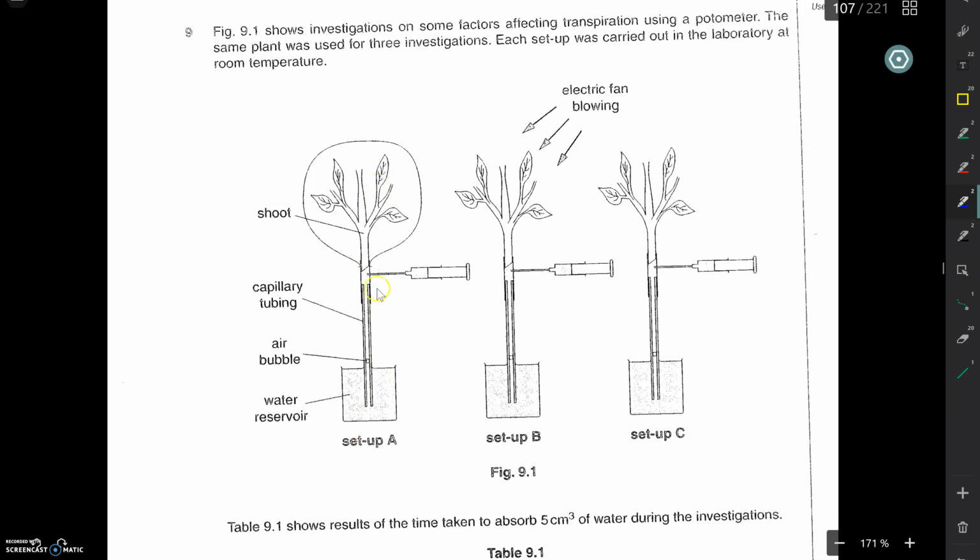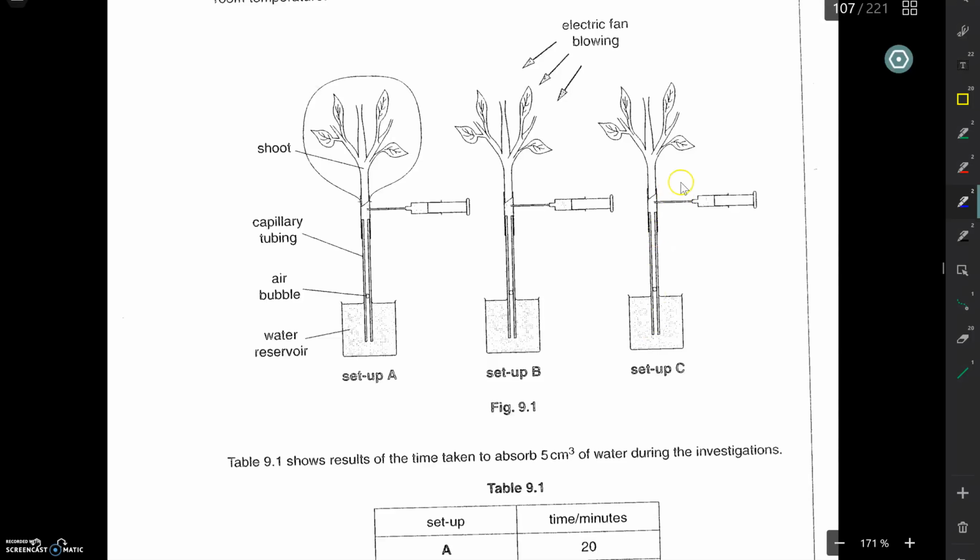So for the first setup, we have the plant covered with what appears to be a plastic bag. Then we have the potometer there. The second setup B, there's an electric fan blowing, and then for setup C, it's just a normal plant with nothing special there.